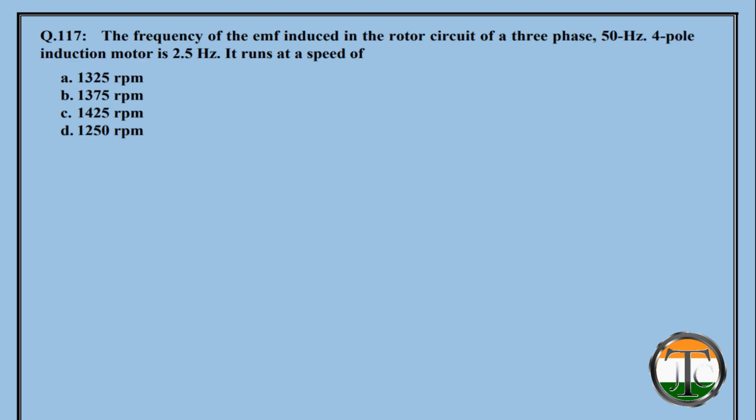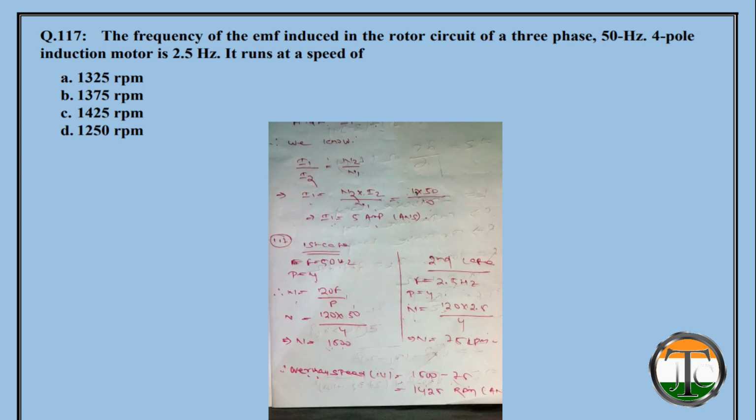So the next question is 117. The frequency of the EMF induced in the rotor circuit of a 3-phase 50 Hz 4-pole induction motor is 2.5 Hz. It runs at a speed of: option A is 1325 rpm, option B is 1375 rpm, option C is 1425 rpm, option D is 1250 rpm. Here the question says to find the speed of the rotor.